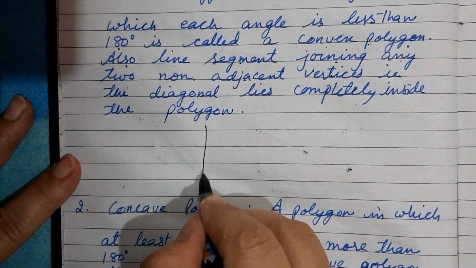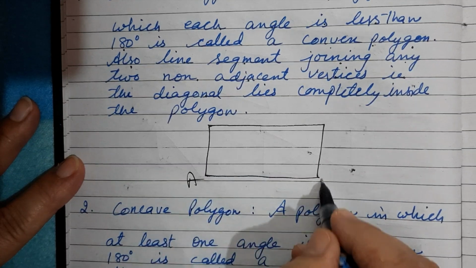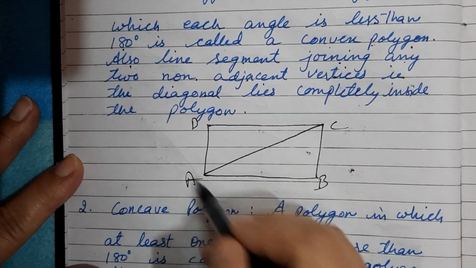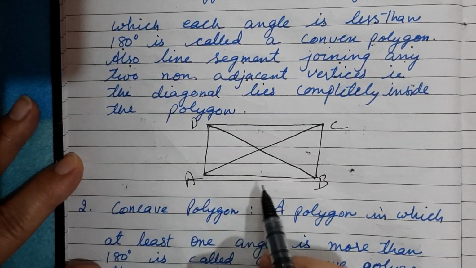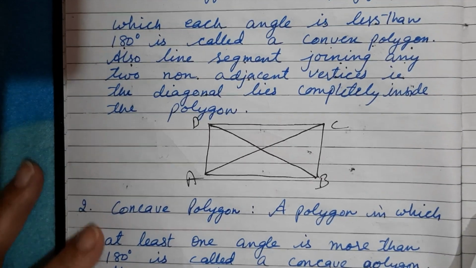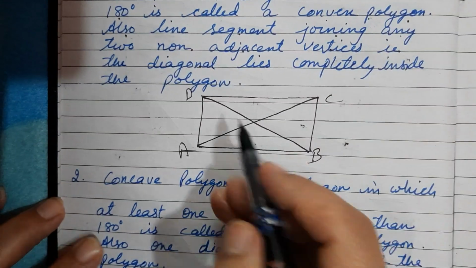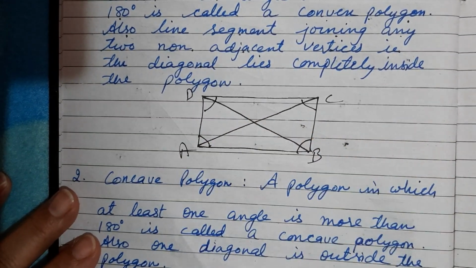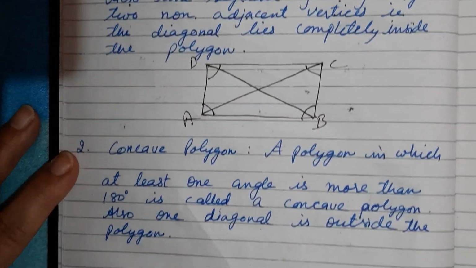So this is the example. Again I am drawing here a quadrilateral A, B, C, D. AC is the diagonal which comes inside the polygon. BD is the diagonal that is also inside the polygon. And all these angles are less than 180 degrees. So two conditions are there to understand what are convex polygons.